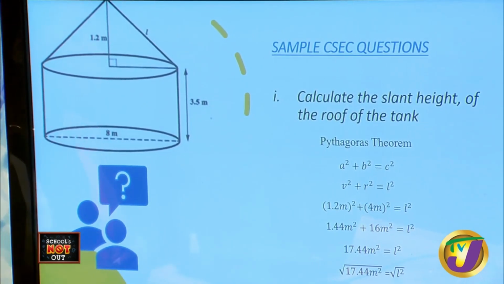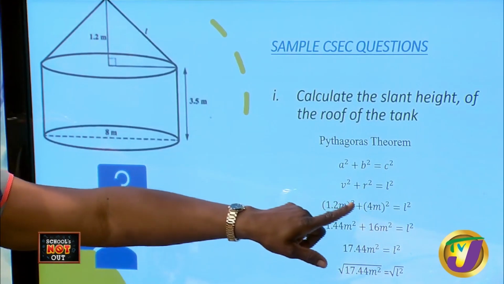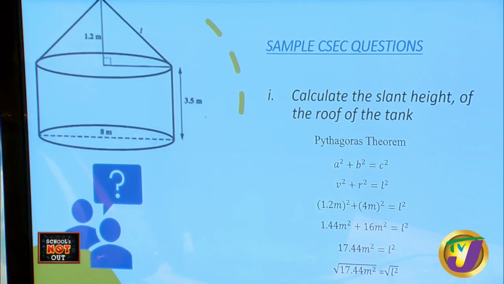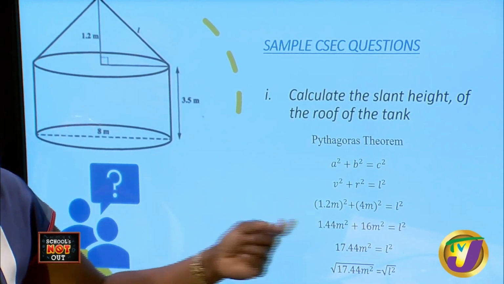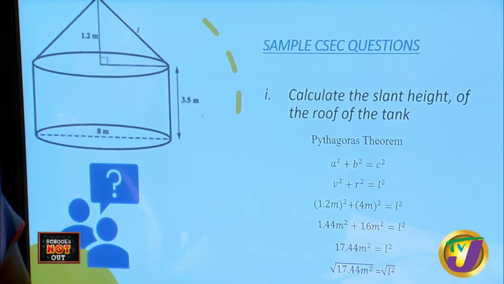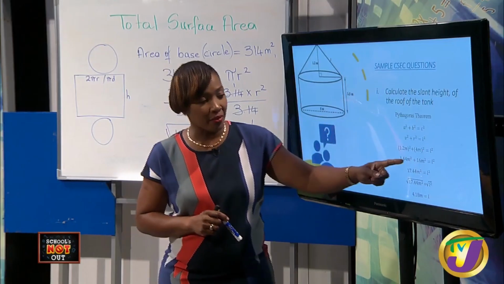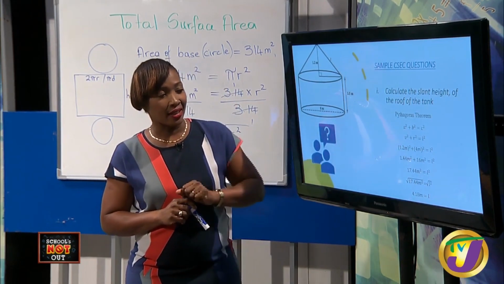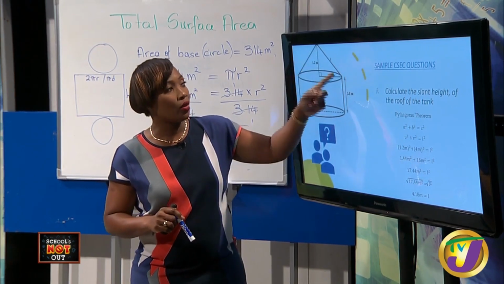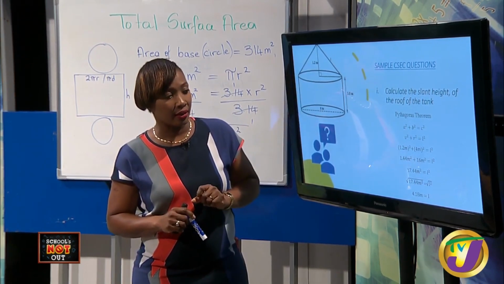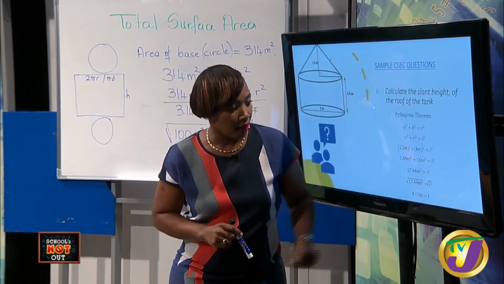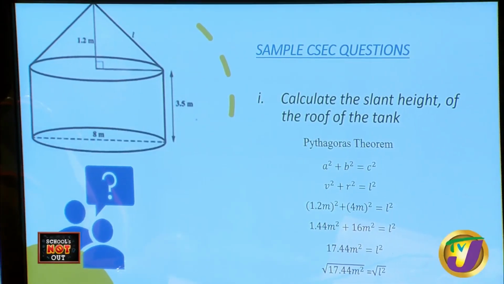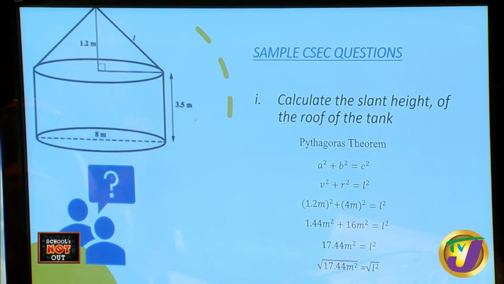So your V being 1.2 meters squared plus 4 meters squared will equal the square of your slant length. And if we were to square them, you'd have 1.2 squared is 1.44 square meters, and 4 meters squared is 16 square meters. And then you were trying to determine what our length would be, our slant height. All right, so we'd add these, we get 17.44 equal to the square of the length.